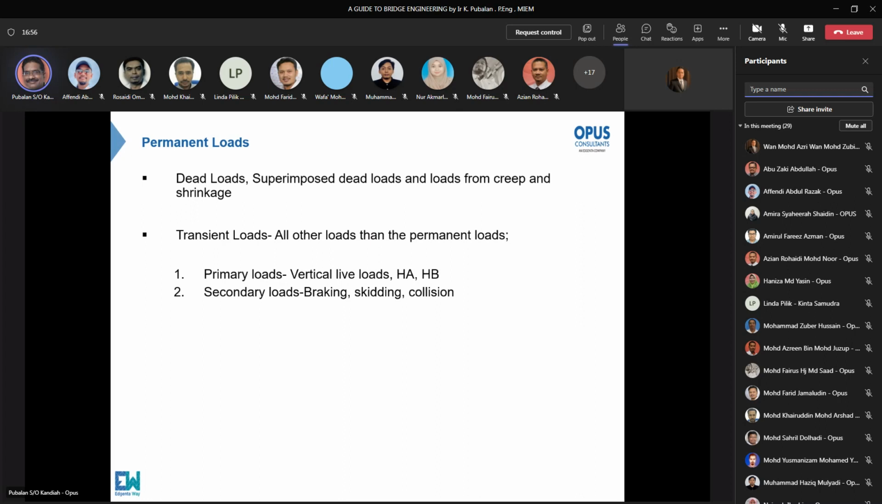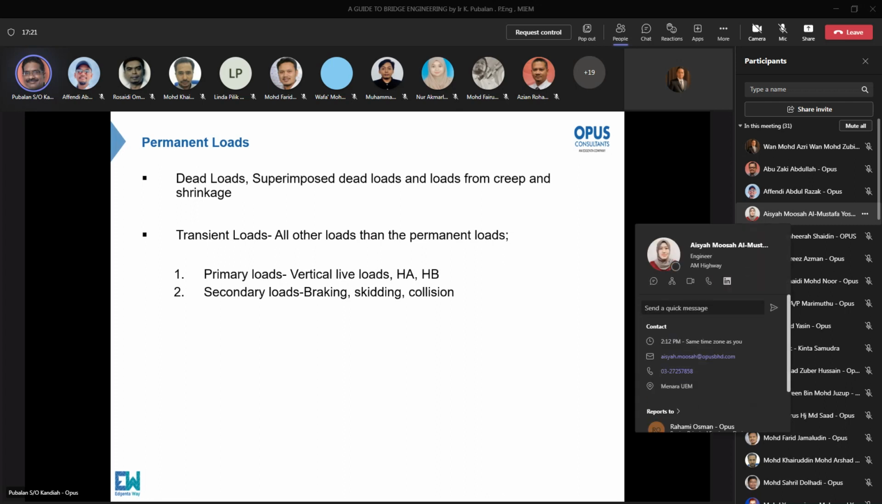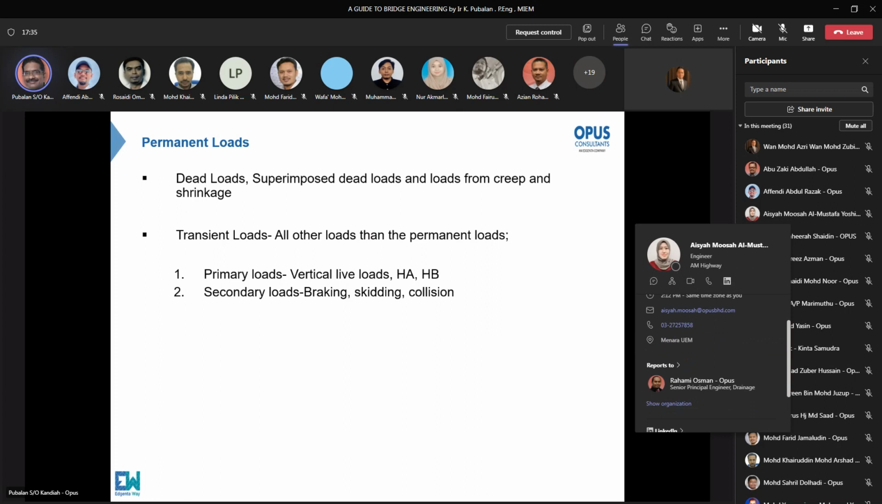Secondary loads, which is not as big in magnitude as HB, is braking, skidding, and collision. Collision is normally towards the parapet. Okay, so braking also can be calculated, but this braking and skidding, basically, if you have already considered enough of HA and HB, when you check for braking and skidding, it will pass because the magnitude for braking and skidding is not much. But for collision, it applies for parapet. Normal parapets are designed for 50 kilonewton. We'll look at it later as well.